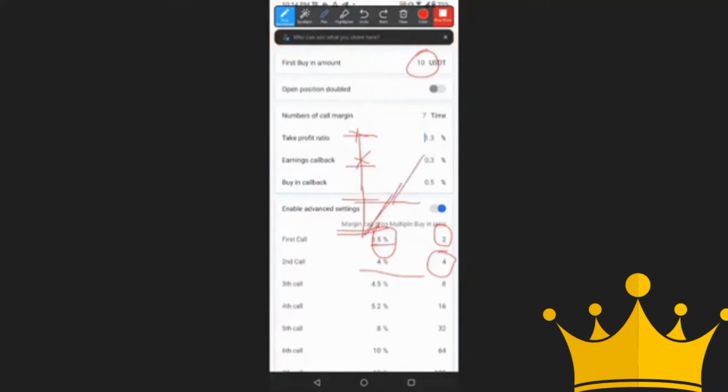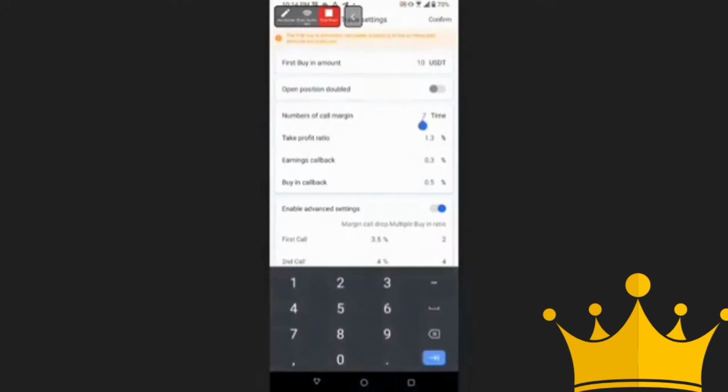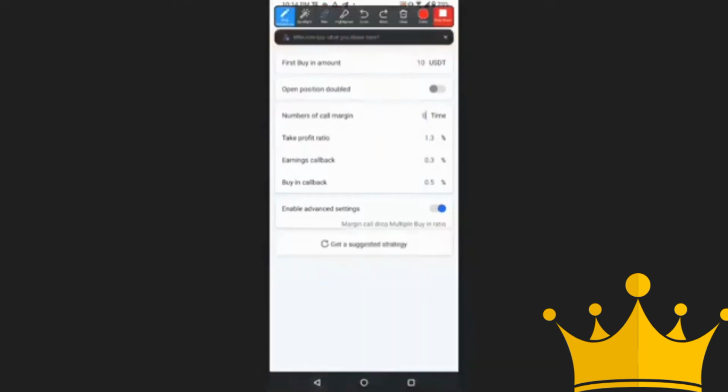Now some people ask me this question: hey bro, I don't want this one, how do I turn it off? No problem, you just go here, go to the number of calls, and put 0. So you see, down here, it's empty already, right? So now your bot is not going to do any calls. You won't do the 7 calls.